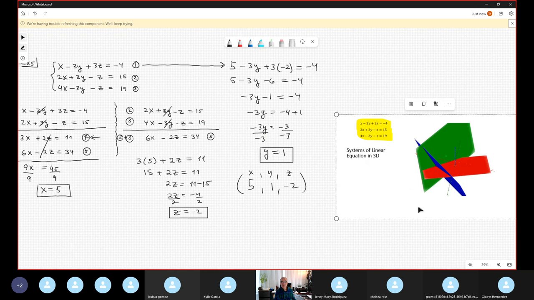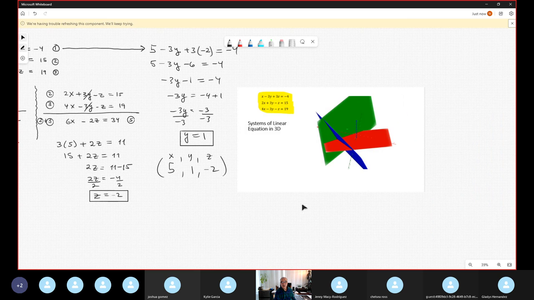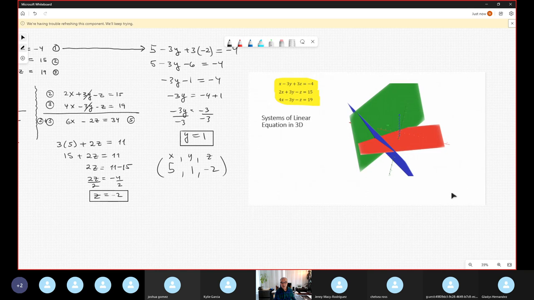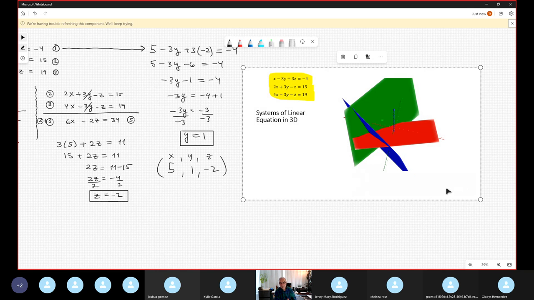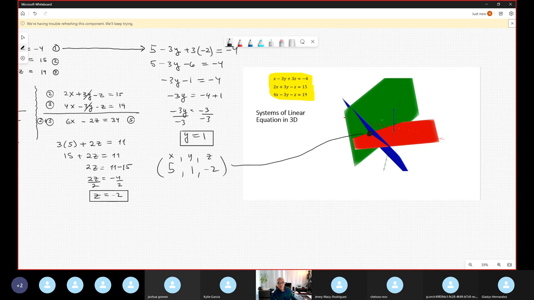Okay, I did that in 3D software. I see something like that. We have 3 equations. I put them in different colors. I don't remember very well which one is which. So the green, red, and blue. And you see, a little bit unclearly, that the original solution point is this. Okay, I suppose it is this one. Of course, in the software you can rotate to see in 3 dimensions, and you can stop the rotation, and you see, oh yes, it's 5, comma 1, comma negative 2.